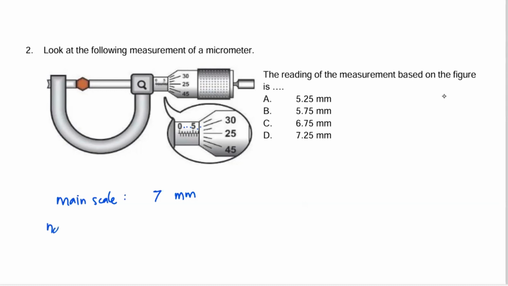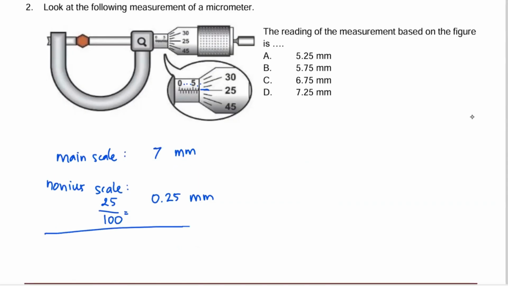Then to get the thimble scale, we need to see which thimble scale mark makes a straight line with the axis of the main scale. We see here it's at 25. Again, for the thimble scale, we need to divide it by 100, so we get 0.25 millimeter. The reading is the total of them, which is 7.25 millimeter. So the answer is D. That was question number 2.